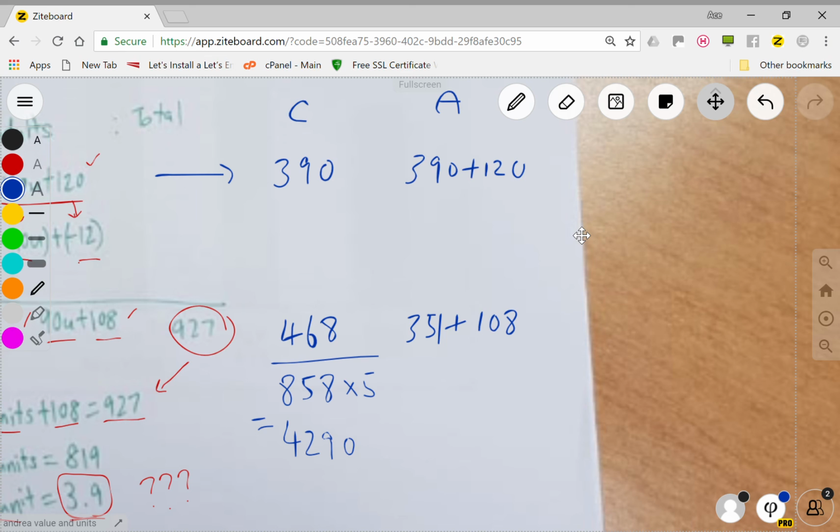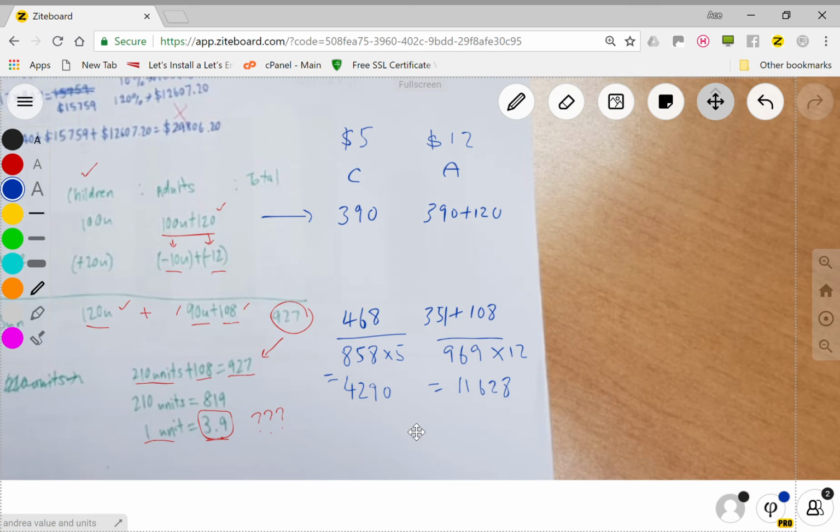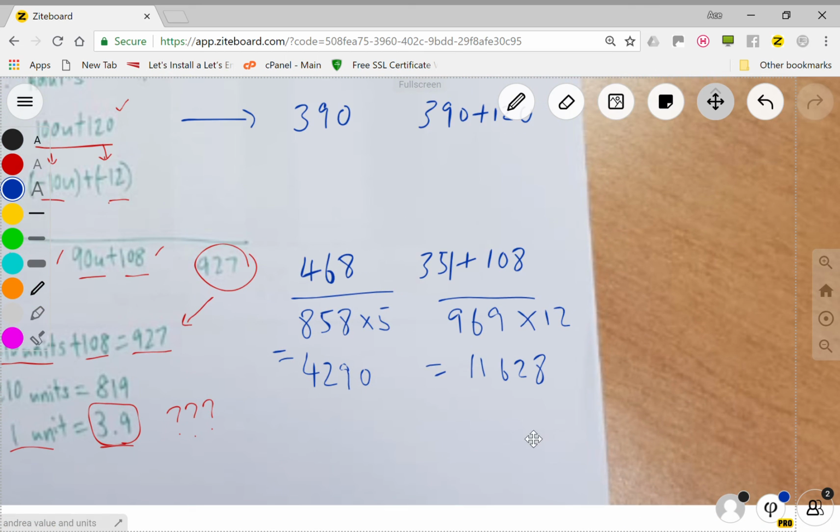390 plus, okay, so this is 969. Then times 12. 11,628. Right, so the question is, what is the total money collected on both days? Just add these two together. So 11,628 plus 4,290. This answer should be $15,918. That's it. So that's for this question.